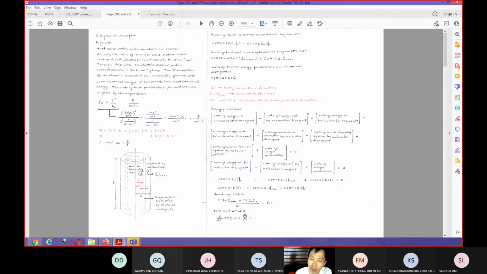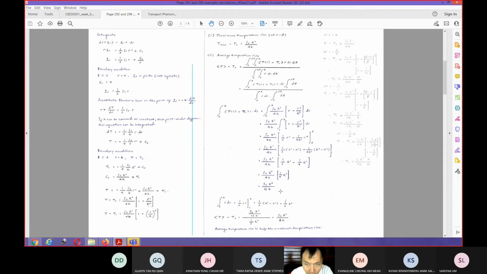If you do this correctly, then you will get your first ordinary differential equation: d over dr of this RQR is equal to this SE multiplied by R. And this SE in here is a constant. So what you can do is integrate them directly. In the next example, which I think I will discuss in tomorrow's drop-in session, SE in here is also a function of the R. So that will be slightly more complicated.